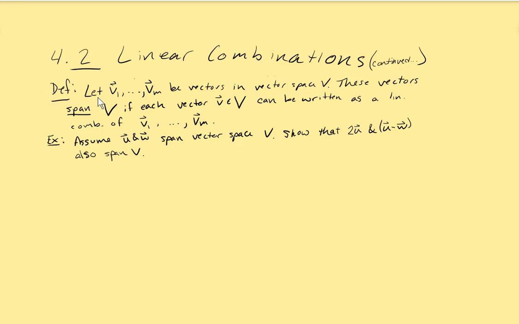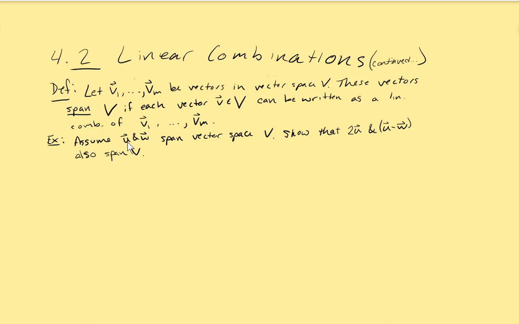We're saying that if we let v1 through vm be vectors in a general vector space V, then these vectors span that vector space V if each vector in V can be written as a linear combination of this collection of vectors. So we're saying everything in V has to be expressible as some combination of this set to be able to say that this set of vectors spans V. So let's look at this example.